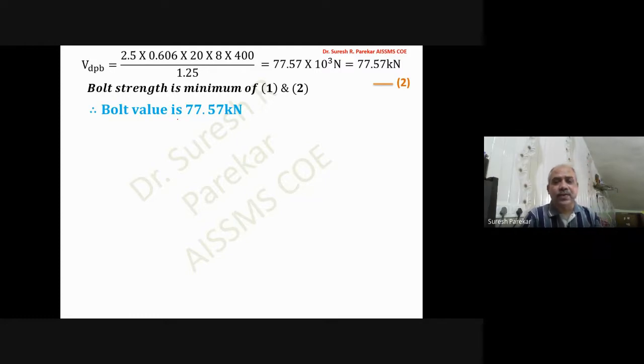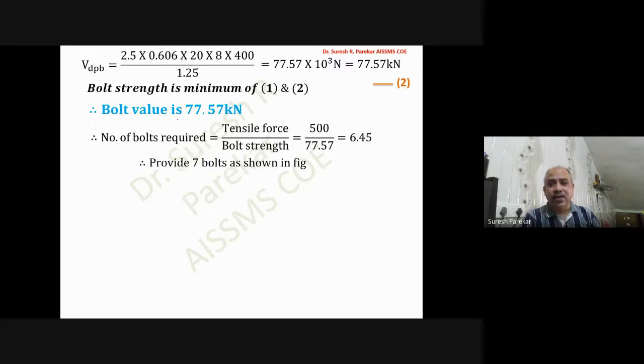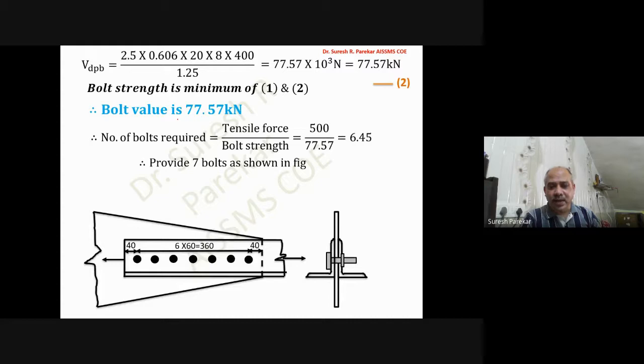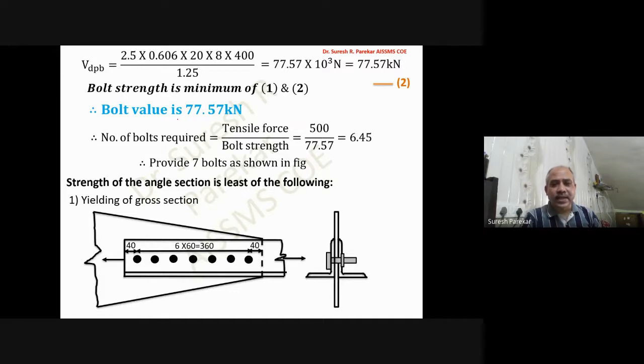Now the number of bolts we have, that is factored load upon bolt strength, and we got this as 6.45. That is, 7 bolts we have to provide. You can see the figures. We have provided these 7 bolts. Now the strength of the angle section is the least of the 3. We have yielding of gross section, rupture at critical section, and block shear strength.